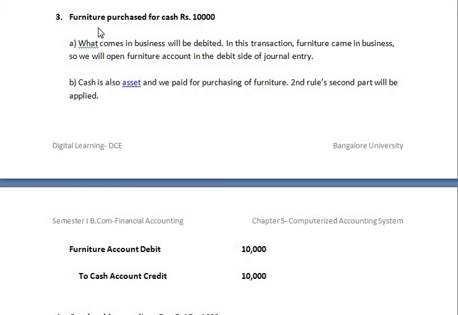The next one is furniture purchased for cash 10,000. Furniture account debit to cash account. What is coming in? Furniture is coming in. What is going out? Cash is going out.